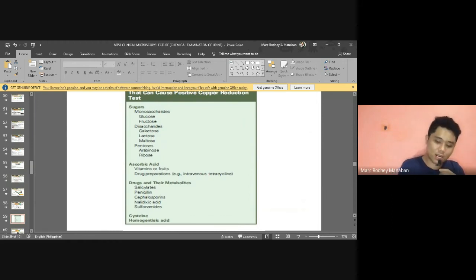So as you can see, not only sugars, but also ascorbic acid, drugs, and even other amino acids or breakdown products. Okay, so take note of that. So if you really want to detect which reducing substance caused the positive reaction, then you need to perform additional tests. Okay? Like thin layer chromatography. Okay.